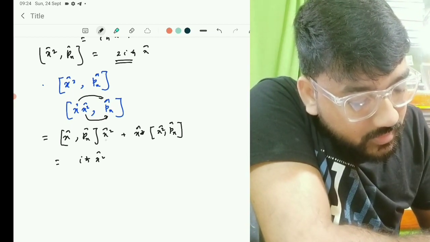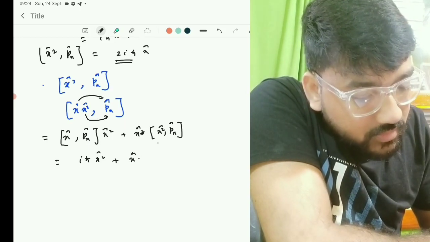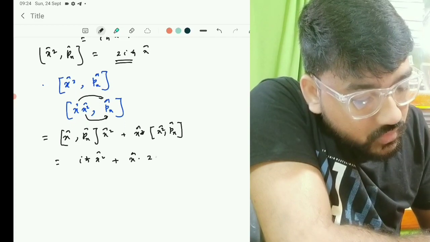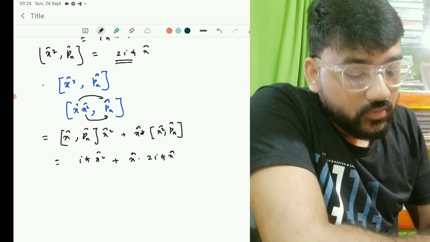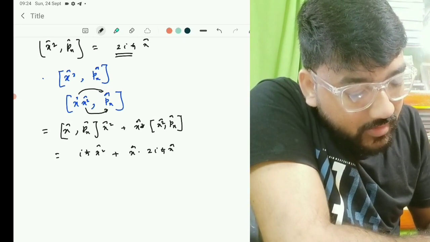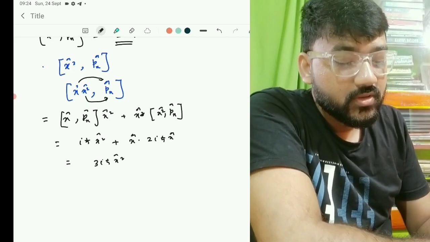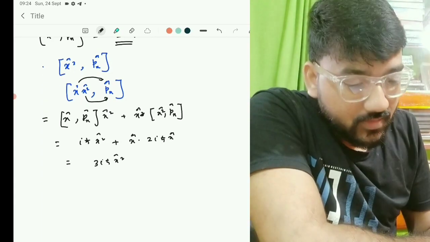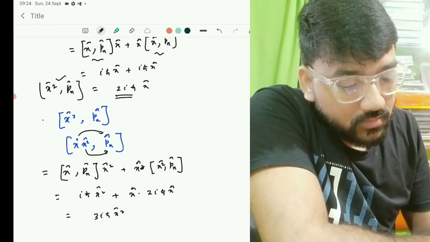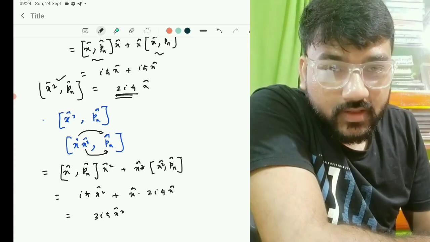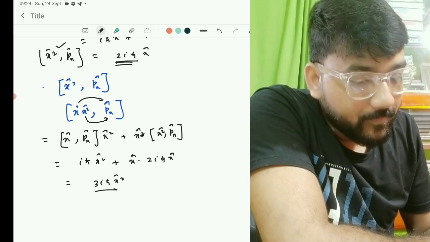Okay, so plus, and this is iℏ cross x square, plus x cap into this x square with px, means 2iℏ cross x. Now you have 2iℏ cross x square and iℏ cross x square, that is 3iℏ cross x square. So this is how you can write. Okay, so what you can conclude here: when we have x square, you will get 2iℏ cross x, and when you have x cube, then you will get 3iℏ cross x square.